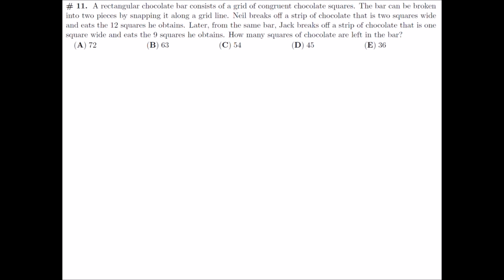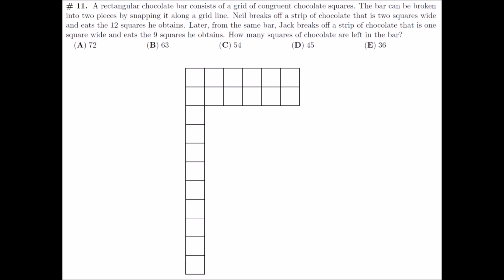Since we know that Neil broke off a strip of chocolate that is 2 squares wide, and there were 12 squares, we know it was 6 squares long, so we can draw this, a 2 by 6 rectangle. Next, we know that Jack broke off a strip of chocolate that was 1 square wide and 9 squares long, so we draw this next to this rectangle, since it has to be one solid piece of chocolate.